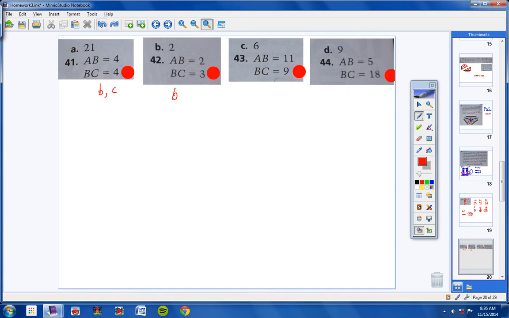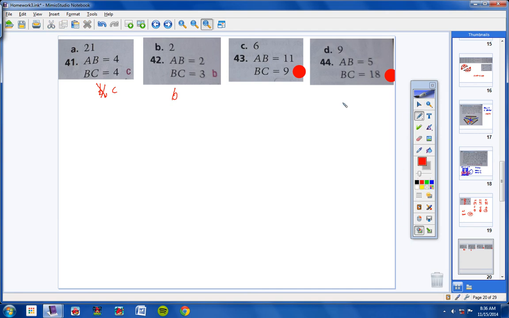Okay, so we know C is not going to work. Let's try D. No, D is not going to work either. 2, 3, 9. 2 plus 3 is 5. 5 is not greater than 9. That's a really big help. The only answer that works here is B. That's the only one. So we know that B cannot work over here. Okay, you can only use each answer once. So this is C, and this is B. So now we're just left with A and D.